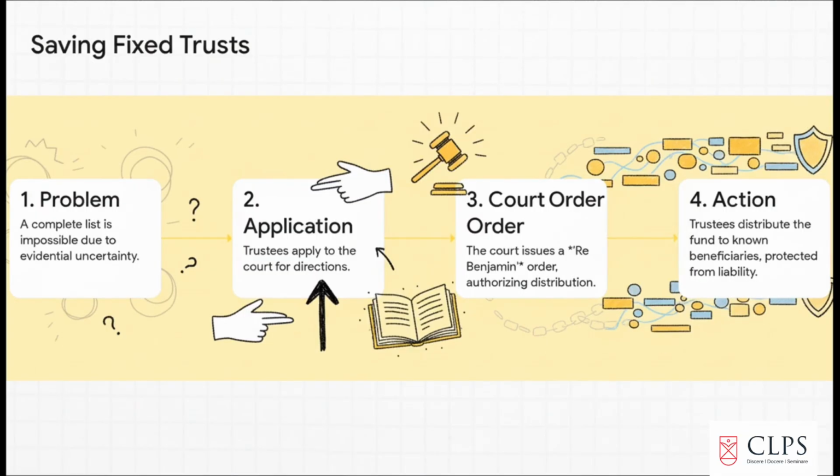And this is how they do it in the real world. A trust doesn't just fail because you can't find every single person. No way. The trustees go to court, and the court helps out. They can issue something called a re-Benjamin order. This basically gives the trustees permission to share out the money to all the beneficiaries they do know about, and it protects them from being sued later if someone else turns up. So what does that tell you? It tells you that having a literally complete list is not an absolute make or break requirement.